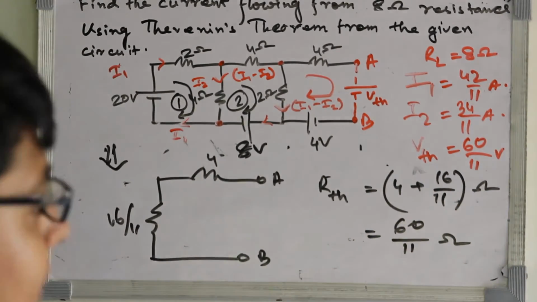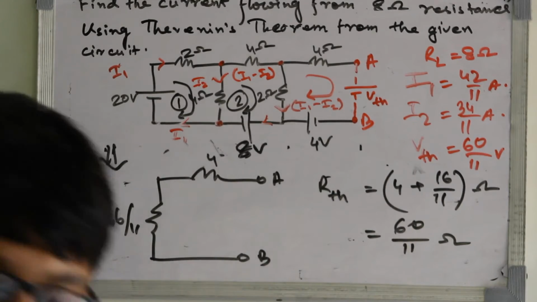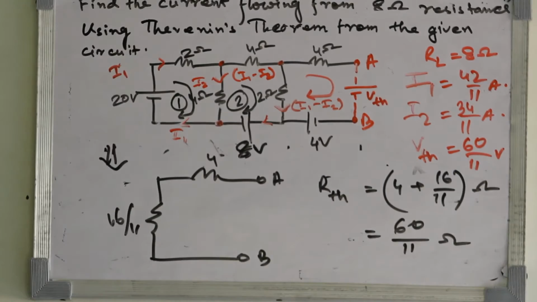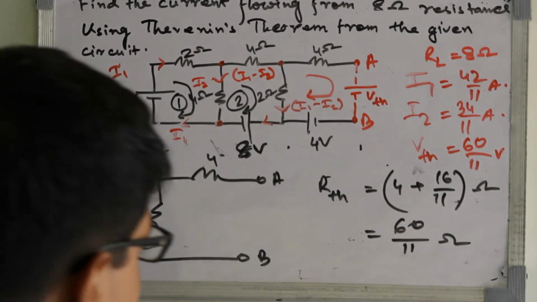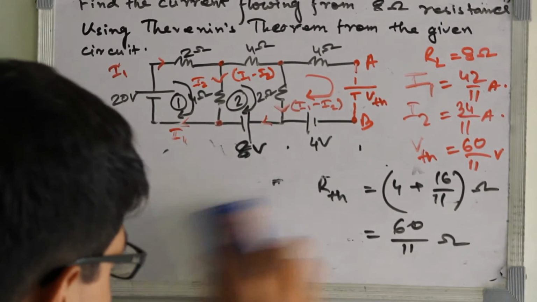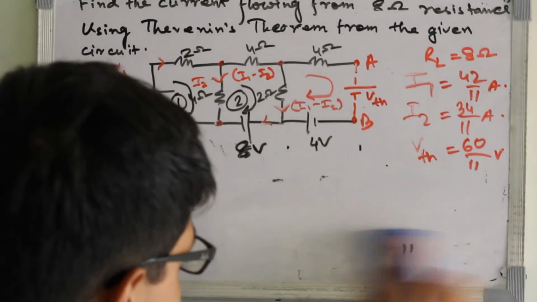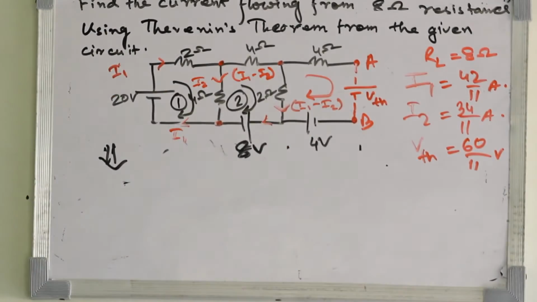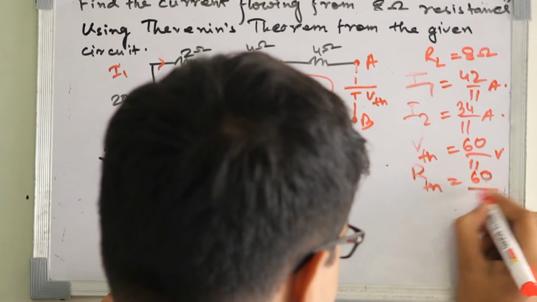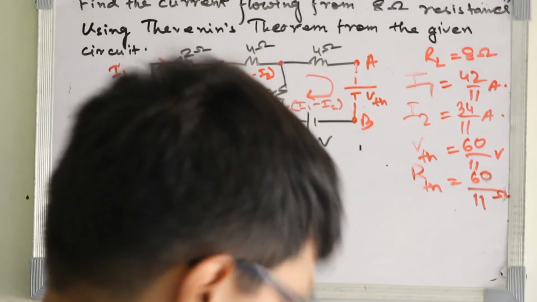Here you should remember that VTH and RTH are the same only for this problem. This is a coincidence. This is not a formula. Okay, so we got the value of RTH. So now we will write it here. The value of RTH is 60 upon 11 ohm.